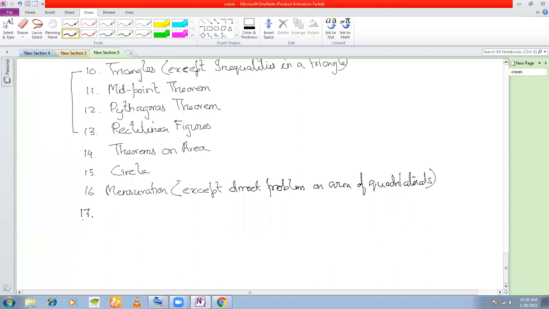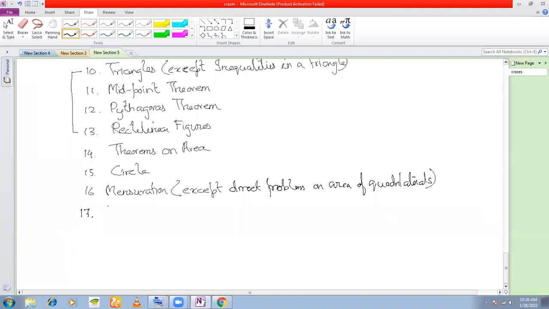Maybe I'll give you sums on a mixed figure, let's say a rectangle inside a circle, or let's say a triangle inside a circle. That kind of problems will be there. But no direct problems on quadrilaterals. I'll not give you a parallelogram and say, find the area of the parallelogram or something like that.